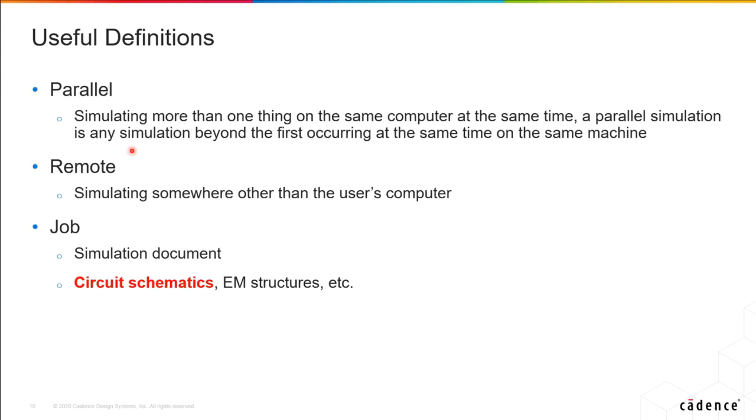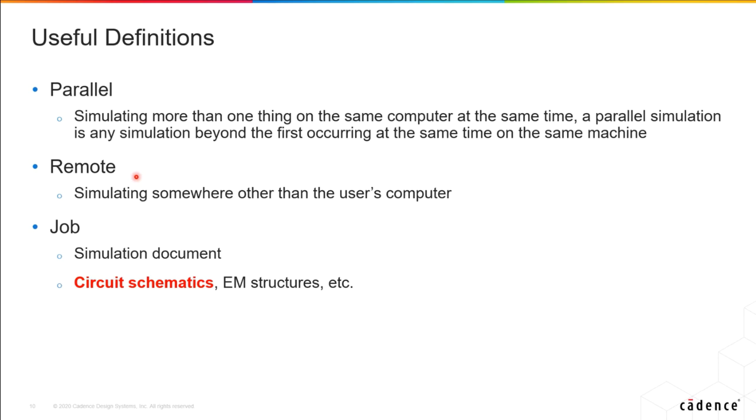So when we talk about remote and parallel, often the word distributed is used. And distributed can mean lots of things. So I really wanted to specify and define what we mean by parallel and remote. So as written here, parallel is referring to simulation on a single computer. For example, if you have a laptop that has 8 cores, you might be able to run 8 simulations in parallel on that one laptop.